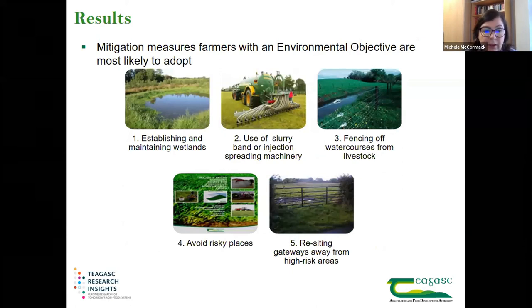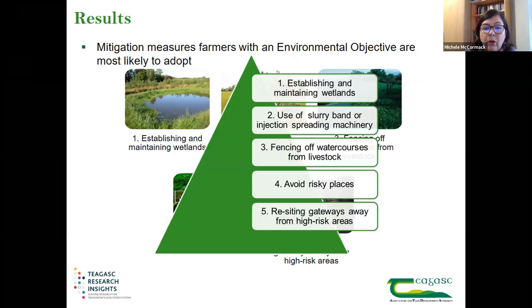The farmers that had an environmental objective were most likely to adopt, number one, establishing and maintaining a wetland. Number two was the slurry application, and then the fencing off of the watercourses. The only other mitigation measure that they had that was nutrient management was avoiding risky places. So when we rate those, you can see that establishing the wetlands was top, but their number two and number three are the slurry application and the fencing off of the watercourses.